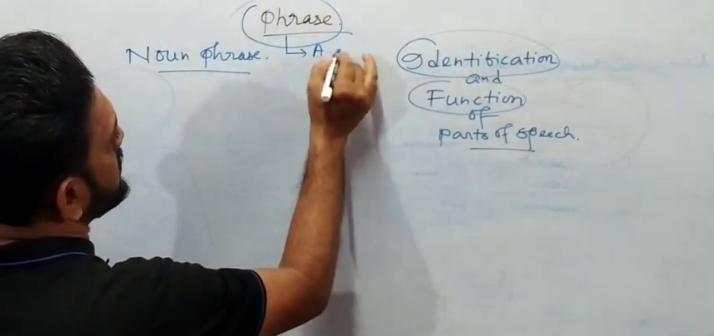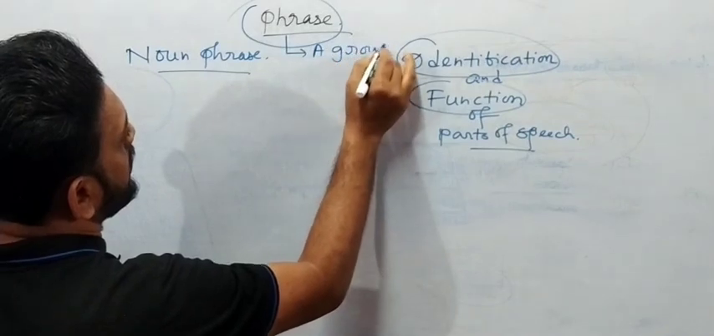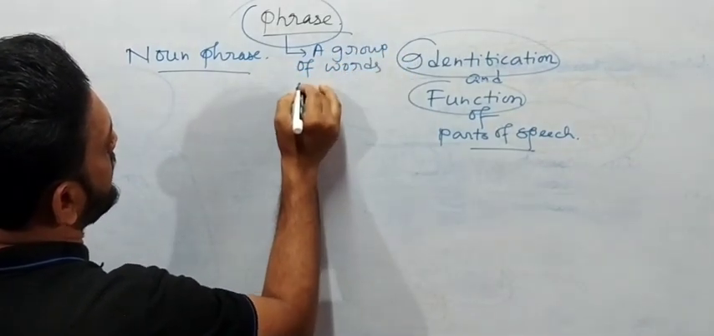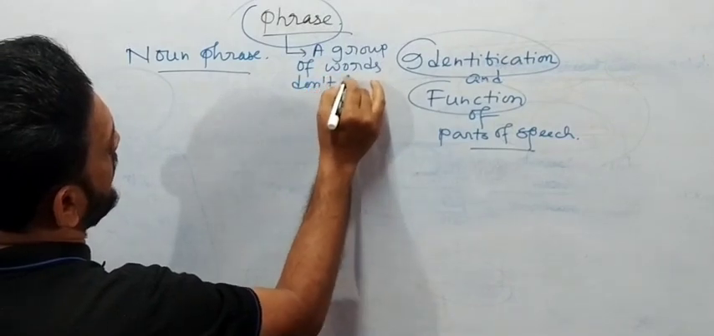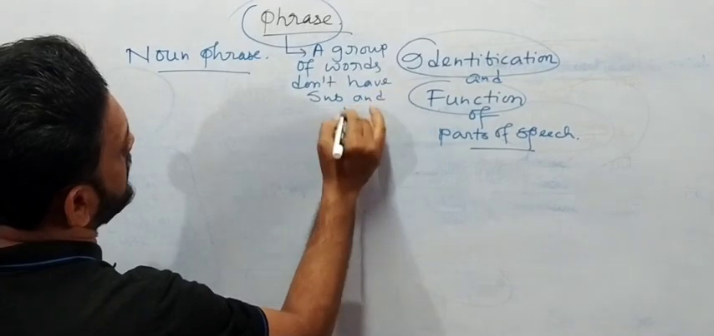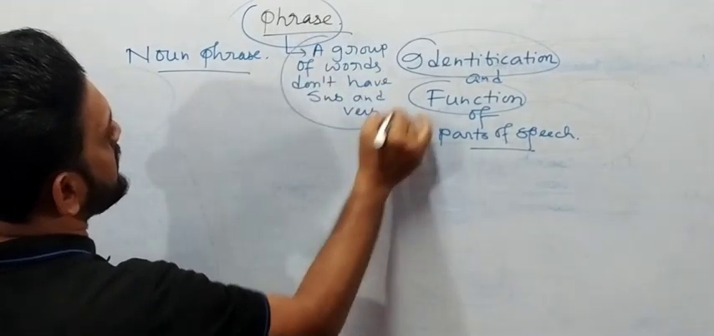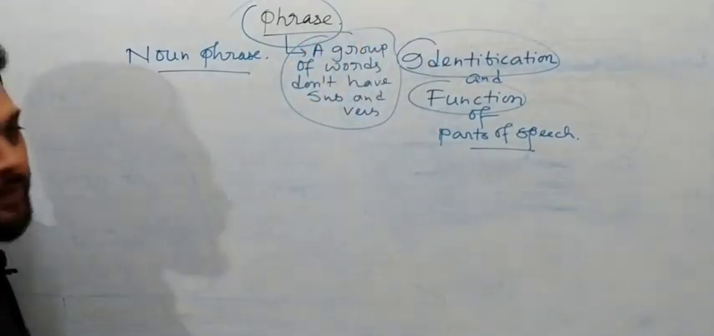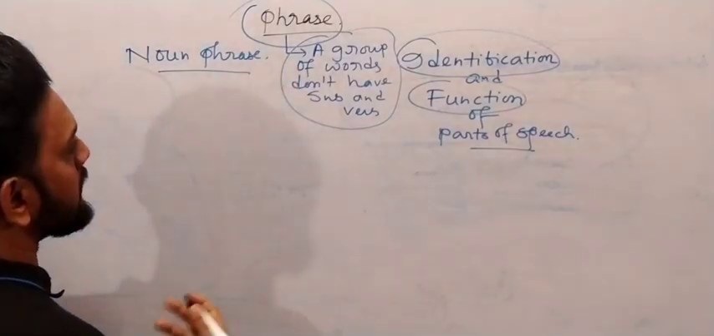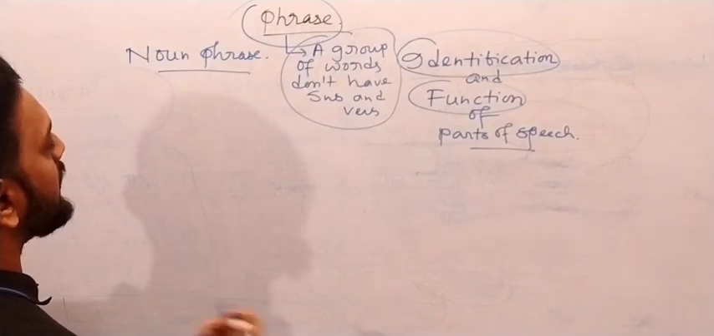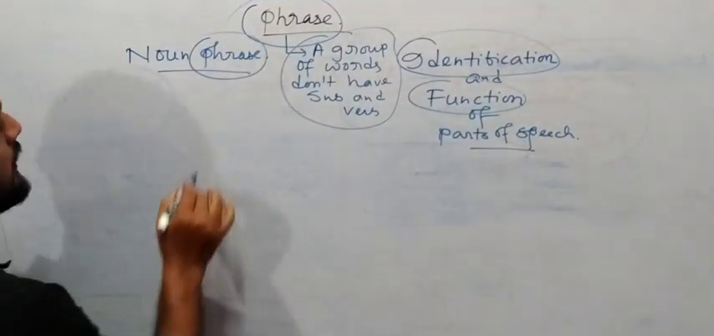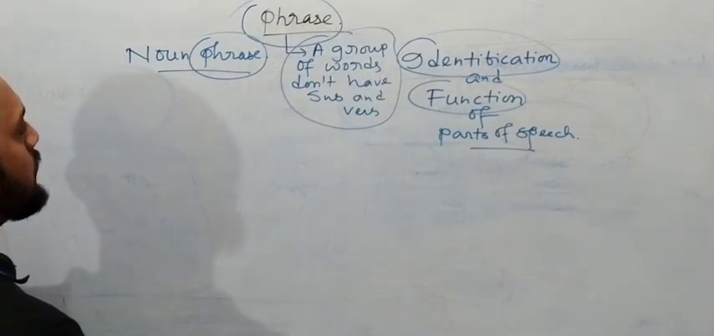Phrase is a group of words which don't have subject and verb. Got it? So phrase is a group of words which do not have any subject and verb. So it can be a noun phrase, it can be adjective phrase, adverbial phrase, gerund phrase, infinitive phrase. So we need to study one by one, okay, step by step. Today I'm going to discuss how you can form a noun phrase.